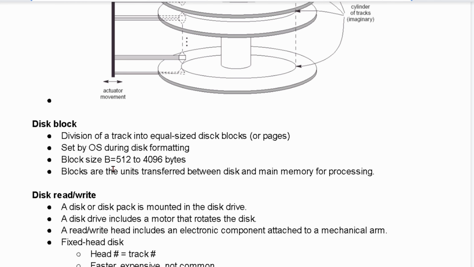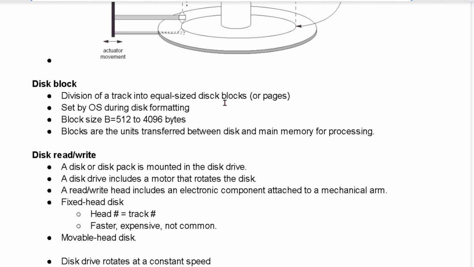Let's look at our disk block. It is the division of a track into equal size disk blocks or pages, set up by our OS when we do disk formatting. So when we format a disk, when we install a hard drive or an SSD, we have a block size. Blocks are the units transferred between disk and main memory for processing.